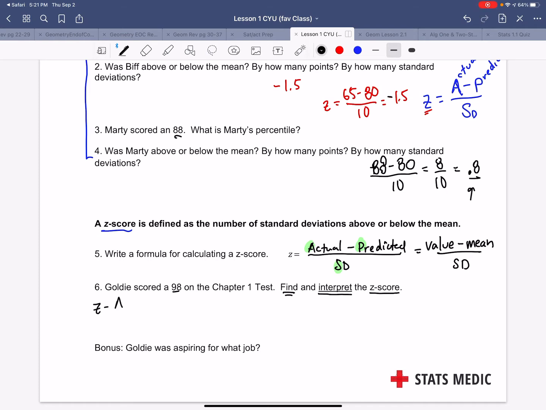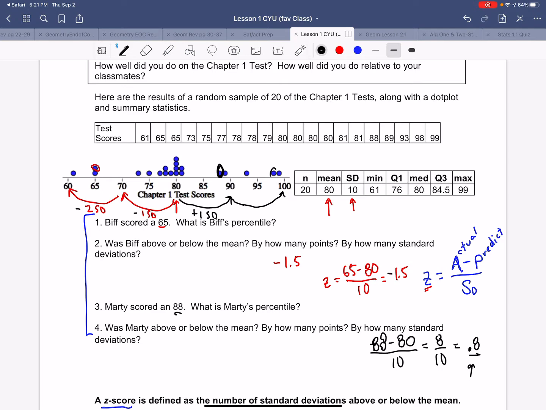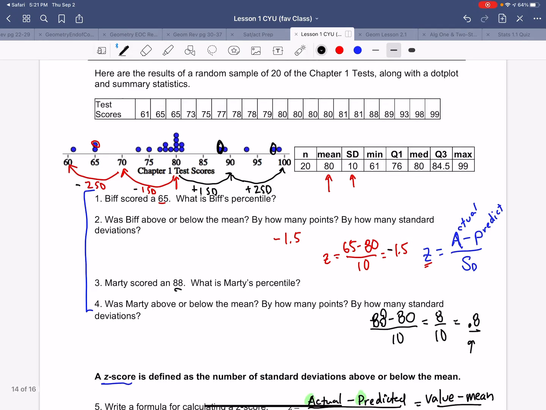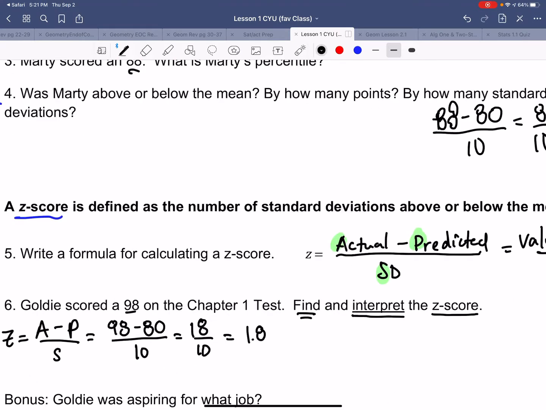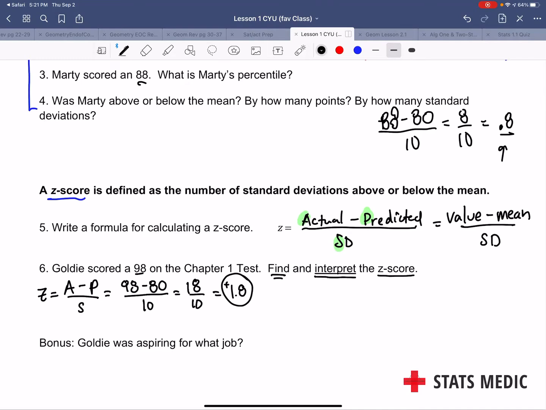So the formula, if we plug in her actual value is 98, we'd predict her to get an 80, and the standard deviation is 10. So we get 1.8. And this makes sense. It looks like a 98 would be not quite 2 standard deviations above the mean, and that's exactly what we get. The number 1.8 is not quite 2 above.